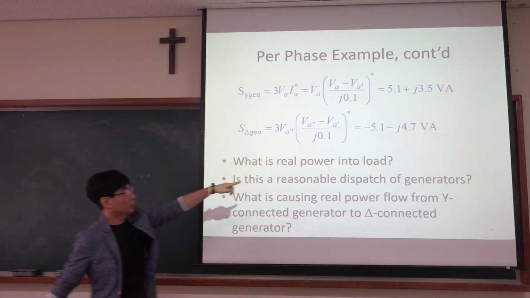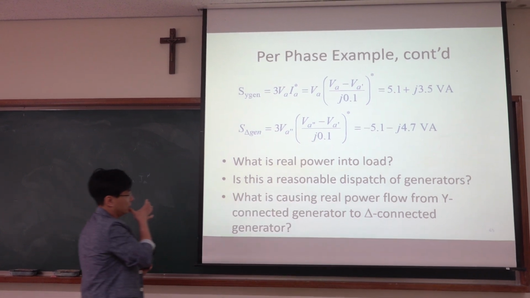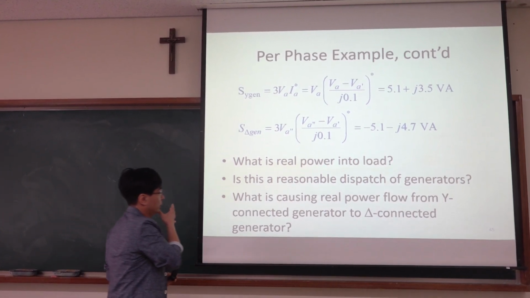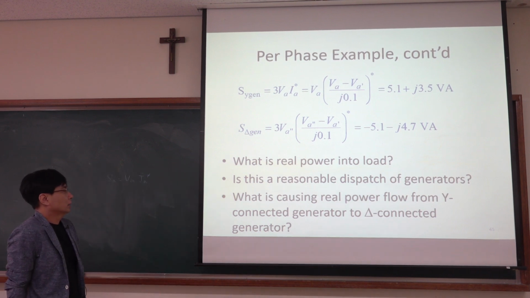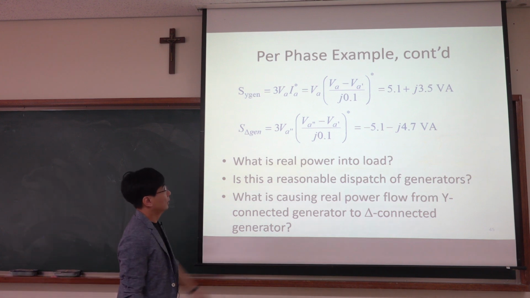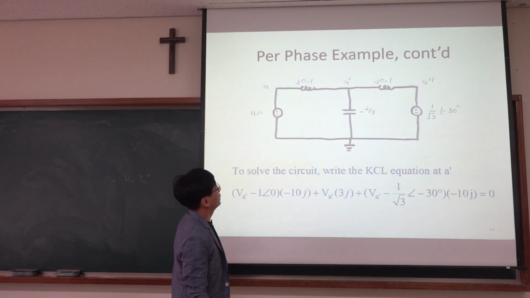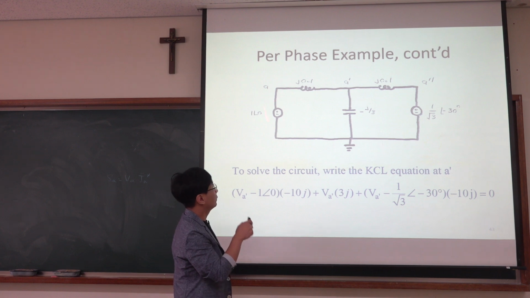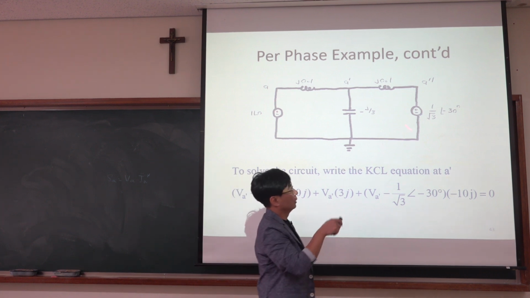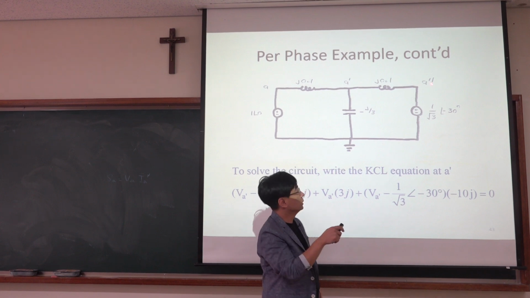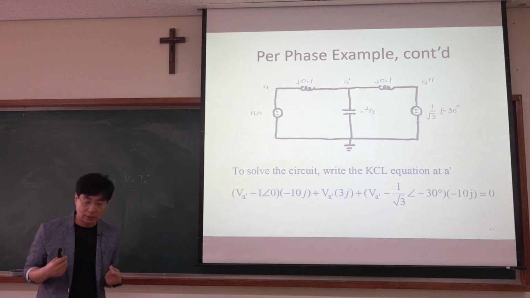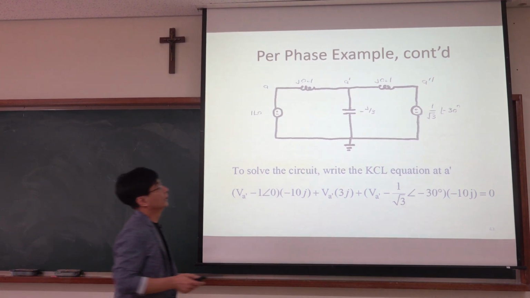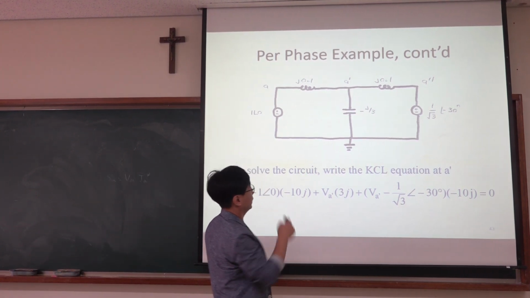What is real power into the load? 0. Is this a reasonable dispatch of generators? Well, this is some artificial example. What is causing real power flow from the Y connected generator to the delta connected generator? Actually, we can interpret this as the active power generated from here being absorbed in this generator. This generator does not generate active power, but it consumes active power that is generated from here.